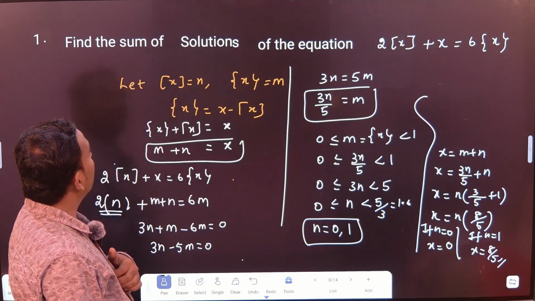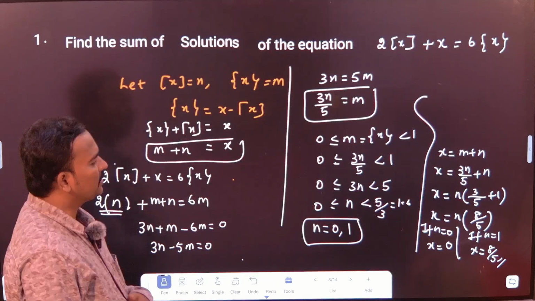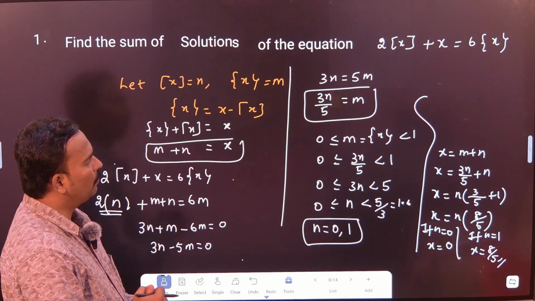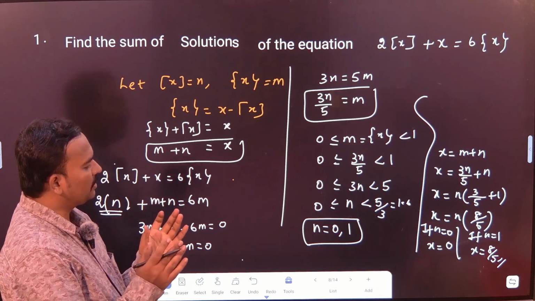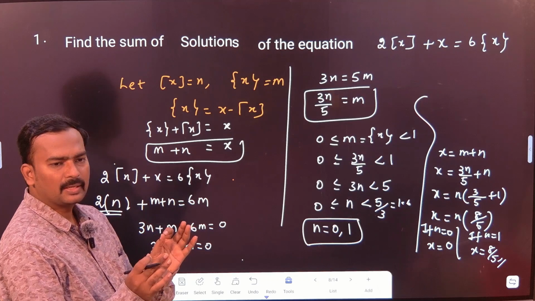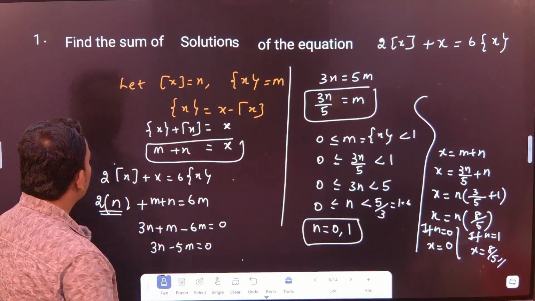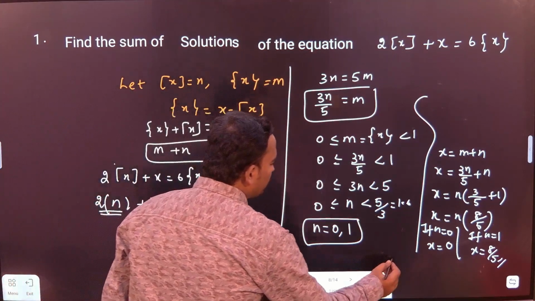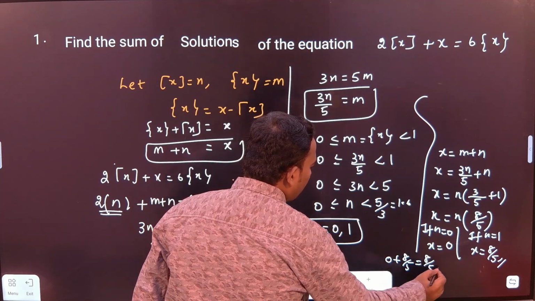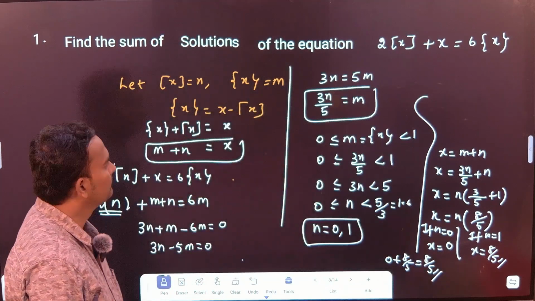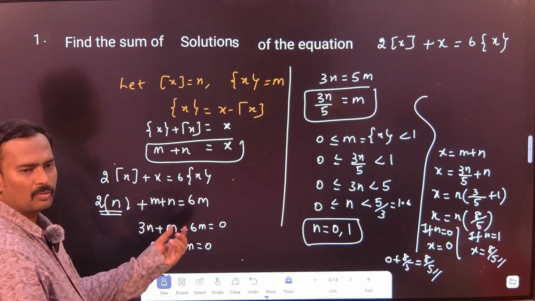They are asking the sum of the solutions of the equation. So what will they ask here? Sum of the real solutions means what? 0 plus 8 by 5. The sum of the solutions is what? 0 plus 8 by 5. This will be 8 by 5, that is your answer. Understood? Okay, we'll go for the next question.